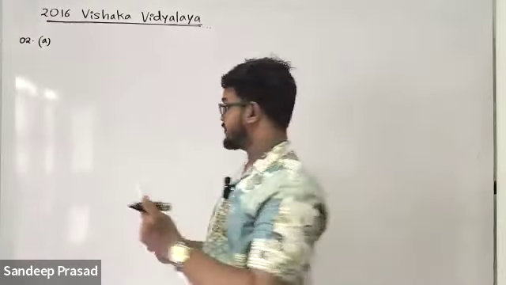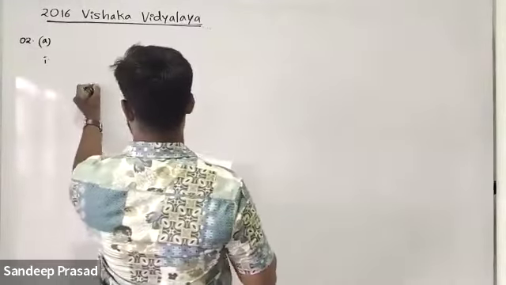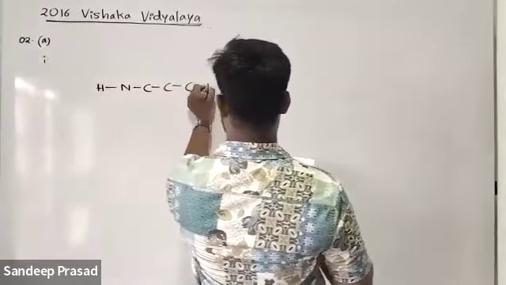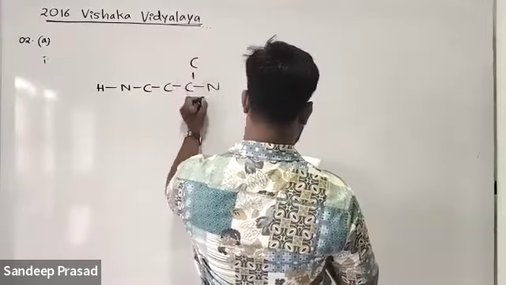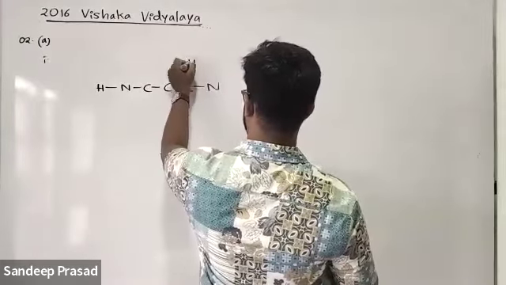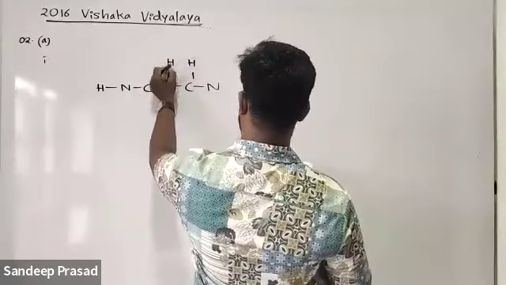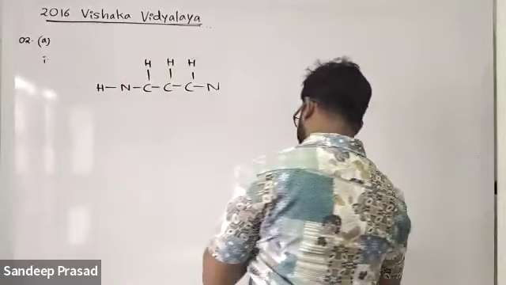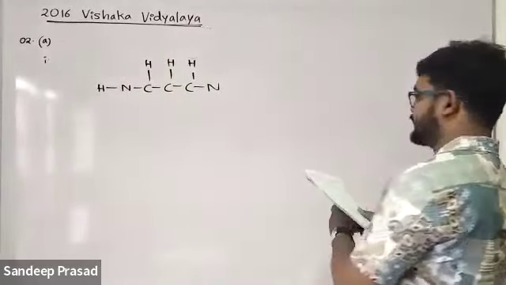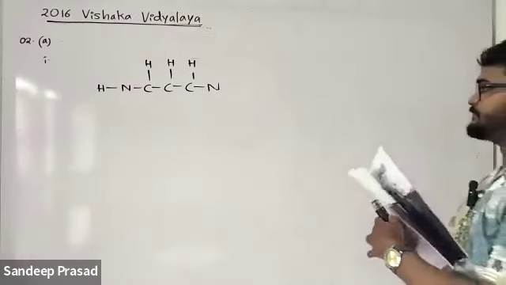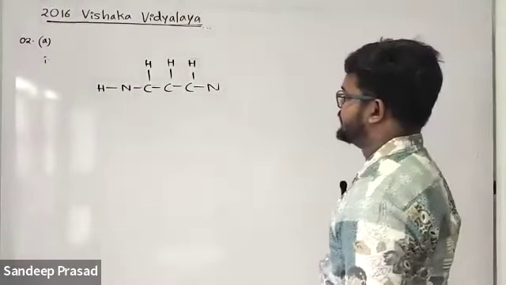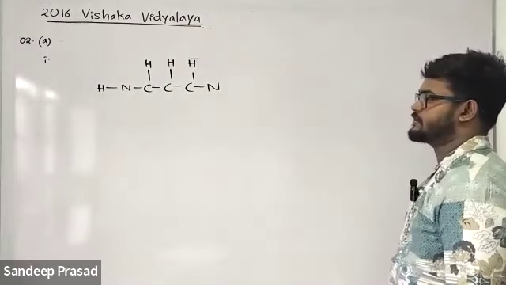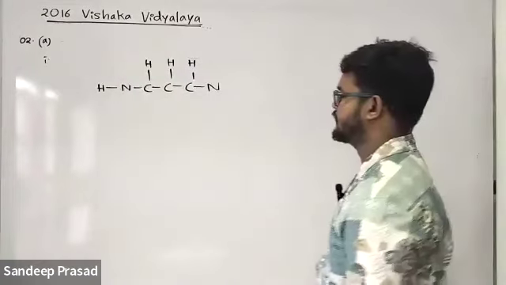Draw the most acceptable Lewis structure. Okay, so this is the skeleton that they have given. The 3 carbon atoms are connected in this way, with N and H, and here we have hydrogen, and here also we have hydrogen. C3H4N2. So this is the skeleton. How can we draw the Lewis structure for this molecule?